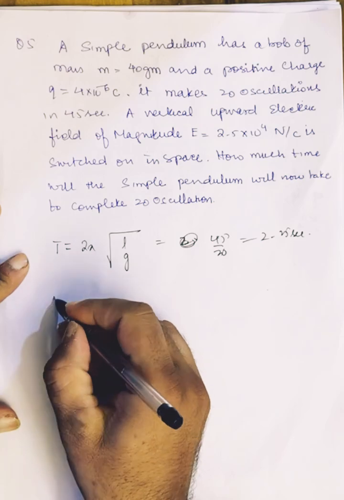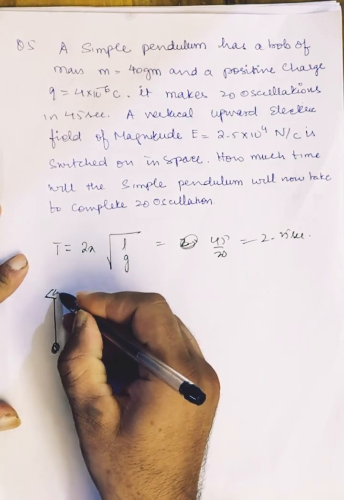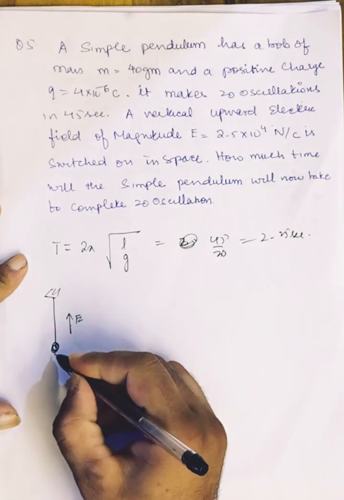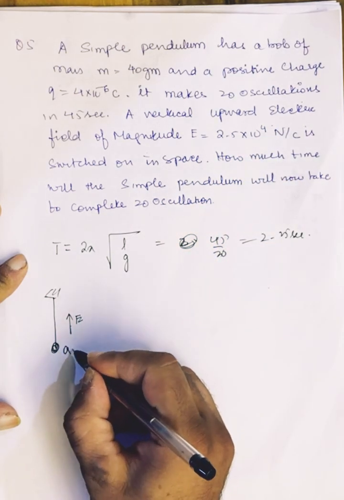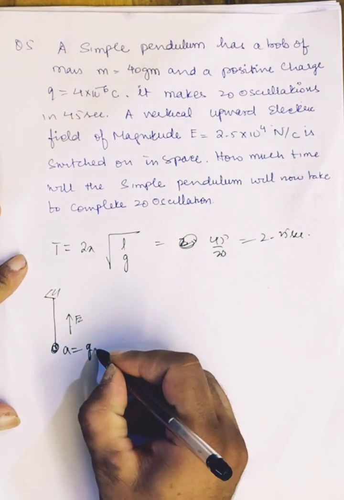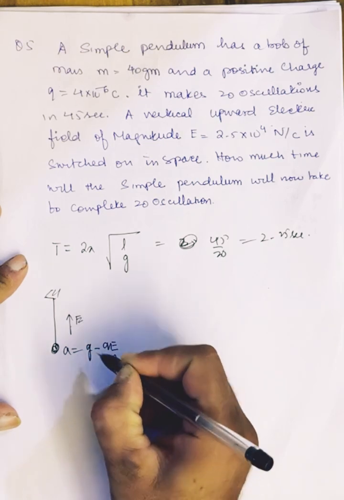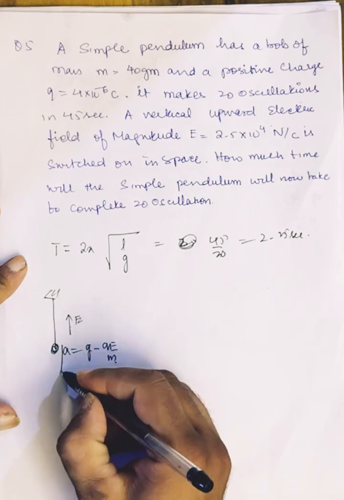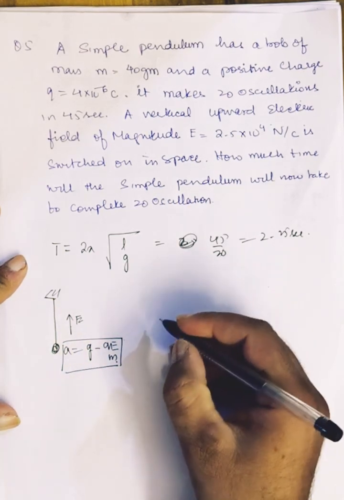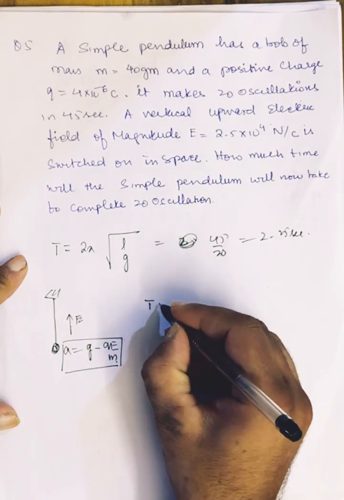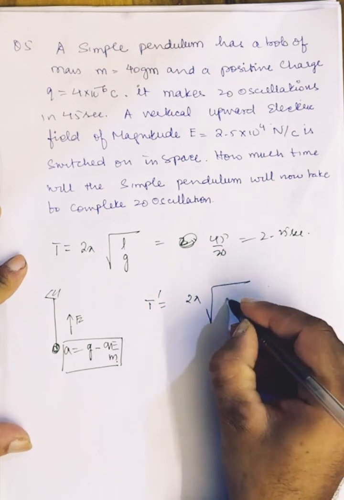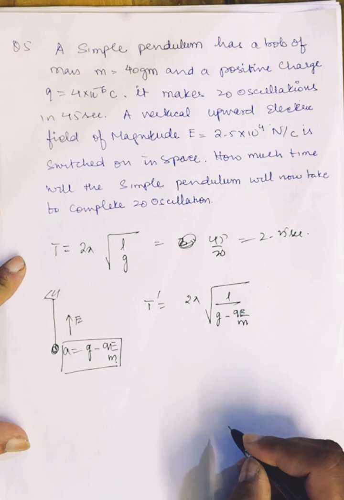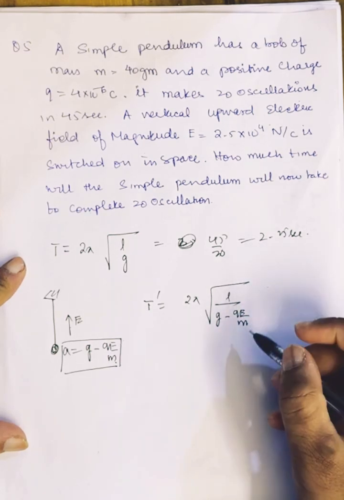Now, when this pendulum is there, they are clearly saying the electric field is upwards, a vertical upward field. So the downward acceleration will change. The net acceleration will become g minus qE by m, because the upward force will be qE, and if I divide by mass it becomes acceleration. So the net acceleration acting on the bob is g' equals g minus qE by m. So now the new time period will become 2 pi root L upon g minus qE by m, and that will be the answer to the question. But we have to find the values.